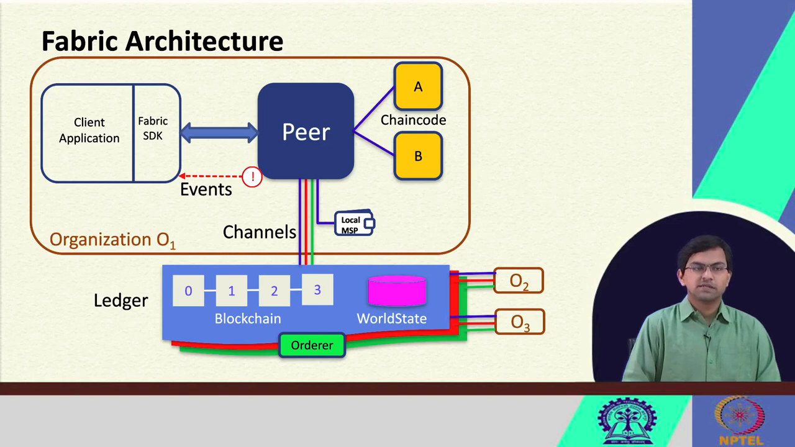So let us start with the overall architecture of Hyperledger Fabric. Hyperledger Fabric is a very complex project with a lot of components in itself, but a Fabric network has these specific components. These are the important components, as you can see in the diagram.